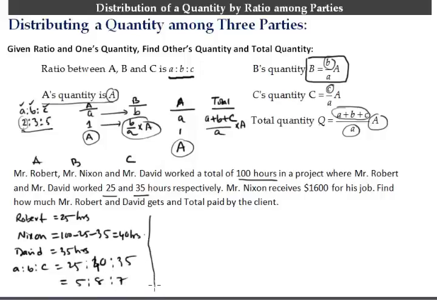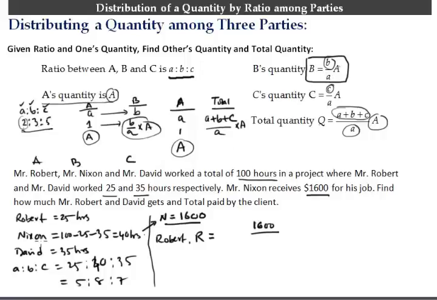We did this before. Now Mr. Nixon receives 1600. Only Mr. Nixon's pay is given as 1600, so one of the payments is given here. Now we need to find the other payments, that is Mr. Robert's and Mr. David's, and then the total payment. Mr. Robert's payment, if we consider it R, will be: the given party is Mr. Nixon, so that value is divided by his corresponding ratio.